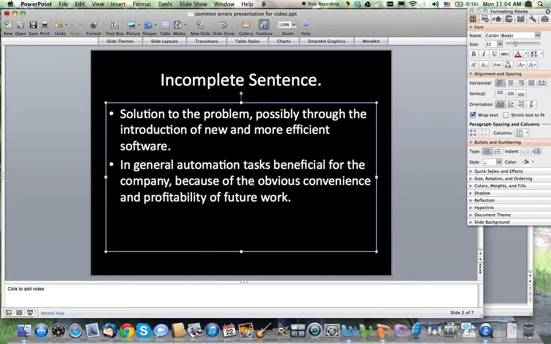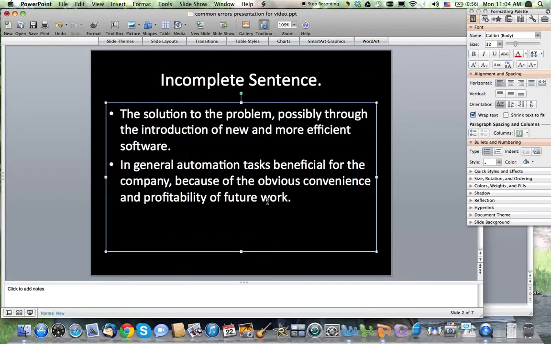Well, we're missing a verb here. There is no verb. So first of all, we'll add the solution to the problem, and let's add a verb. Is, possibly through the introduction of new and more efficient software. Now we have a real sentence because we have a verb. Let's look at the second one.